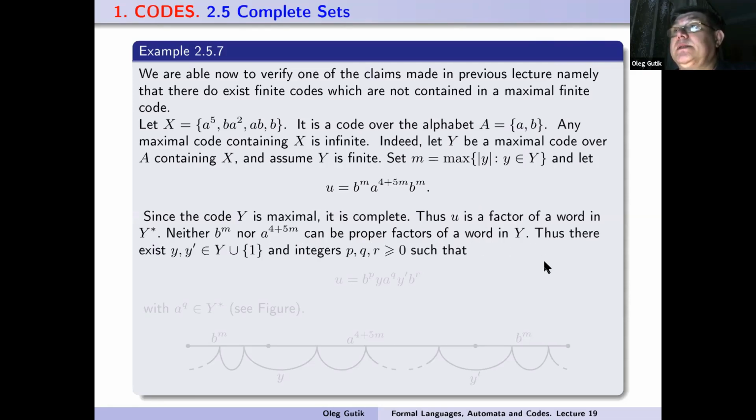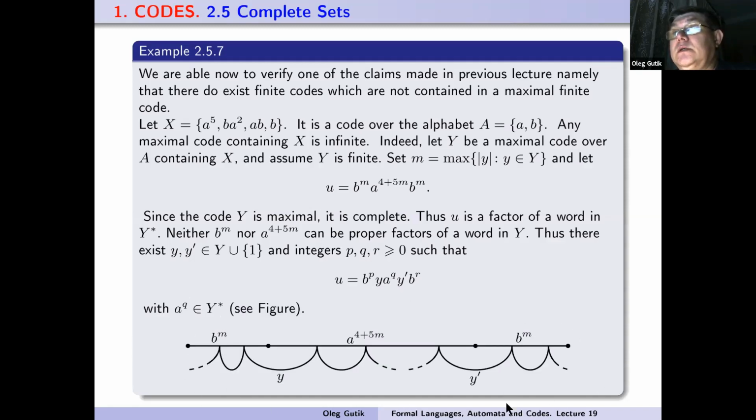Therefore, there exist y and y' from Y, or the empty word, and integers p, q, r greater than or equal to 0, such that u is equal to b^p y a^q y' b^r, with a^q belonging to Y*. So you can find here this figure.